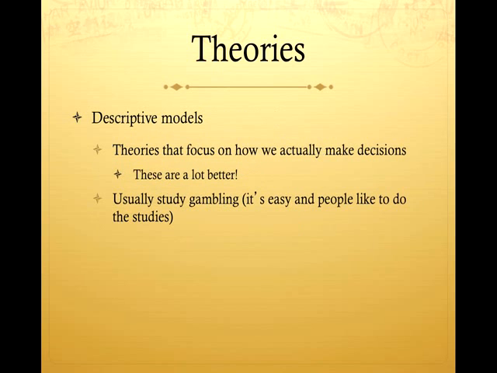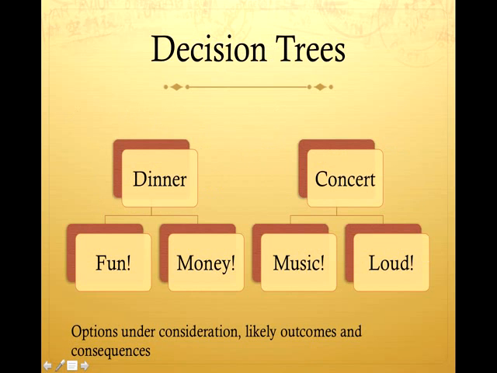So instead we use descriptive models. So they focus on how we actually make decisions, which are a lot better at explaining people. And usually people study gambling because it's an easy thing to get people to take in a research study. So people actually try because it's gambling, it's fun, and it's an easy task. So we'll talk about the Iowa gambling task. So the big descriptive theory is called the expected utility model.